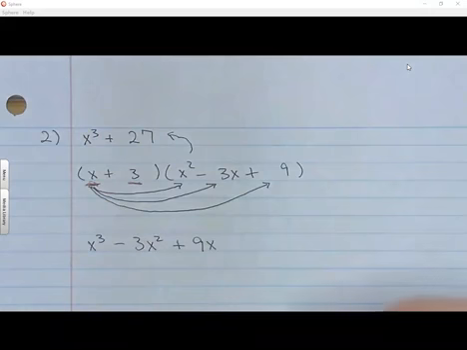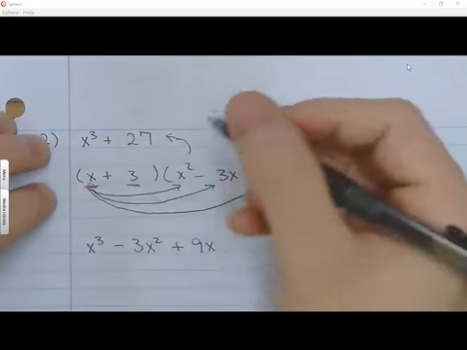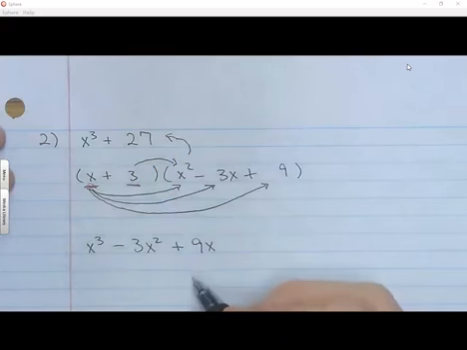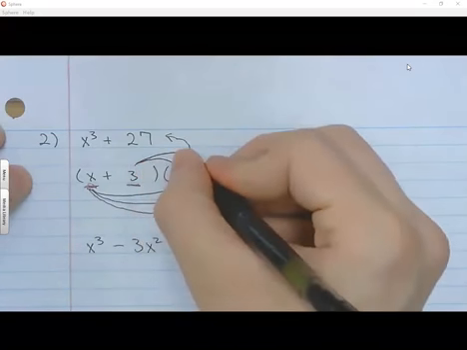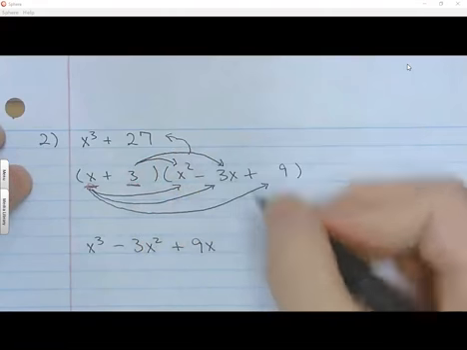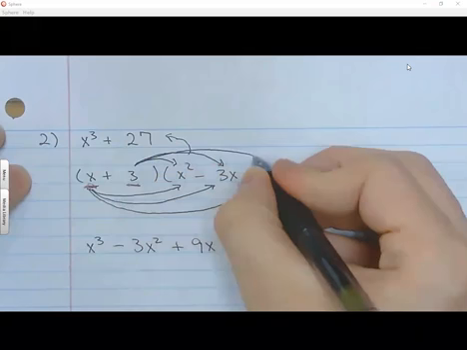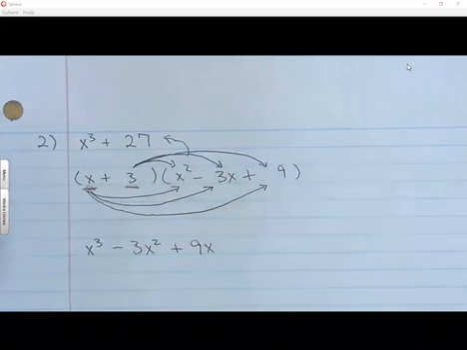So let me draw my arrows. This time I'm going to draw from the top. We're going to multiply 3 by x squared. We're going to multiply 3 by negative 3x. And then we're going to multiply the 3 by that 9 over there. Okay, and when I do this, I'm going to do a different row, and you'll see why at the very end. Okay, let's multiply everything by 3.